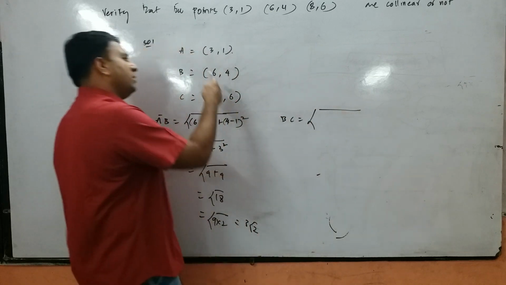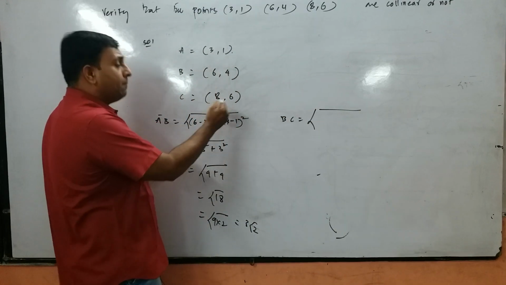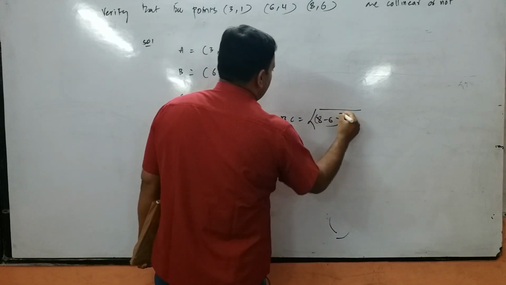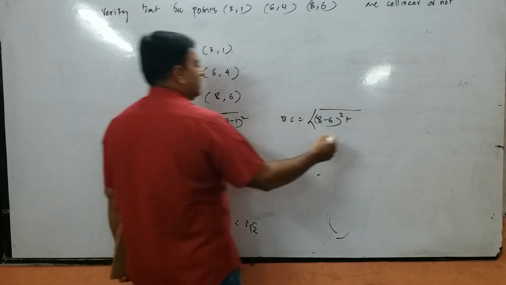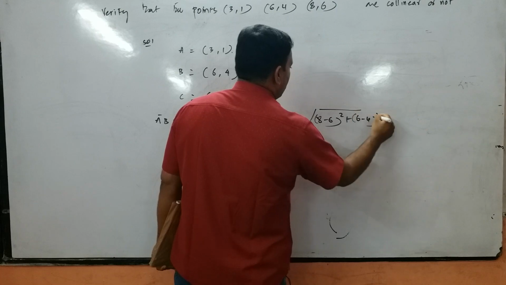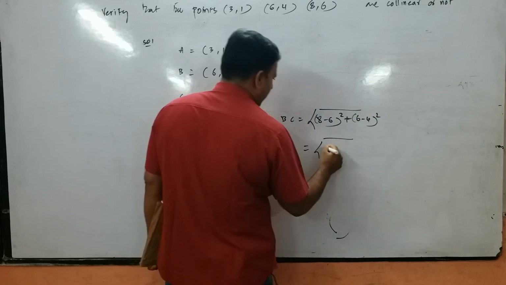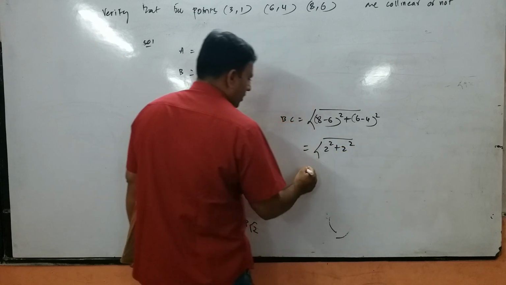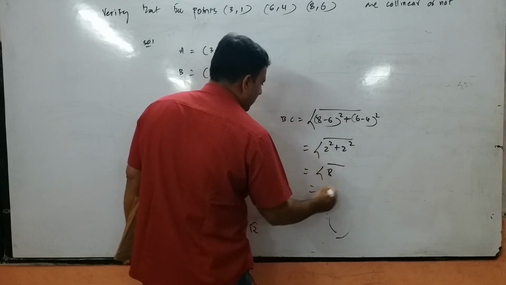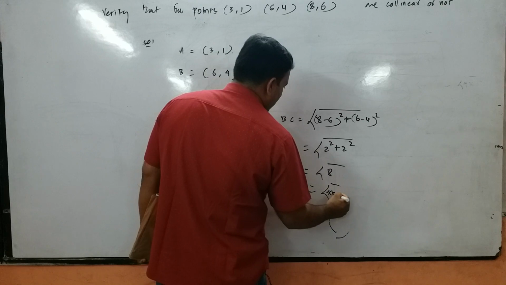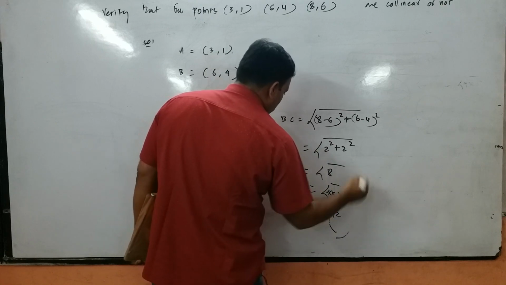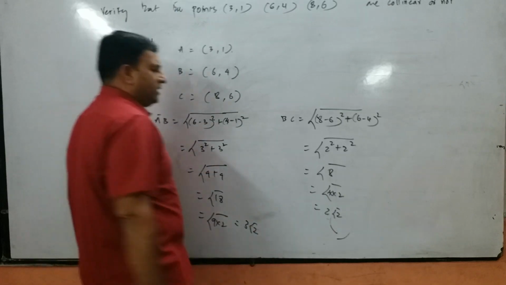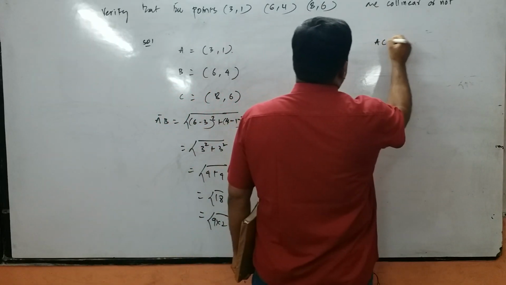Now I will try to find distance BC. How do I find distance BC? I take this B, I take this C. BC means again x2 minus x1 whole square, 8 minus 6 whole square, plus 6 minus 4 whole square. What is 8 minus 6 whole square? 2 square. What is 6 minus 4 whole square? 2 square. What is 2 square? 4 plus 4 is 8. So it can be written as 4 into 2, which means 2 root 2. I got AB as 3 root 2. I got BC as 2 root 2. Now I will check for AC.